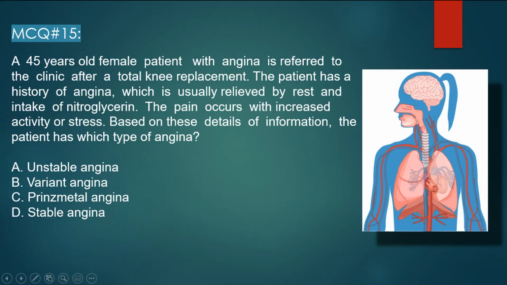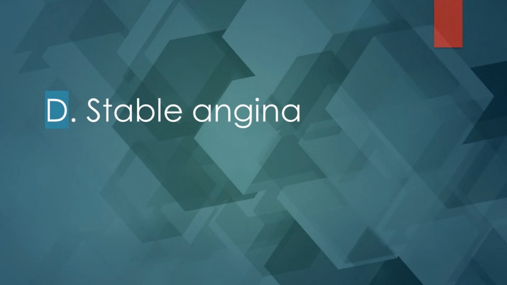A 45-year-old female patient with angina is referred to the clinic after total knee replacement. The patient has a history of angina, which is usually relieved by rest and intake of nitroglycerin. The pain occurs with increased activity or stress. Based on these details, the patient has which type of angina? Option A, unstable angina. Option B, variant angina. Option C, Prinzmetal angina. And option D, stable angina. And the correct answer is stable angina.